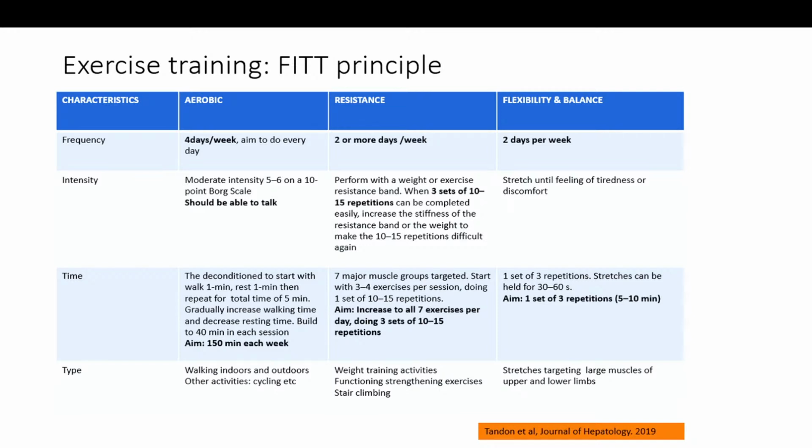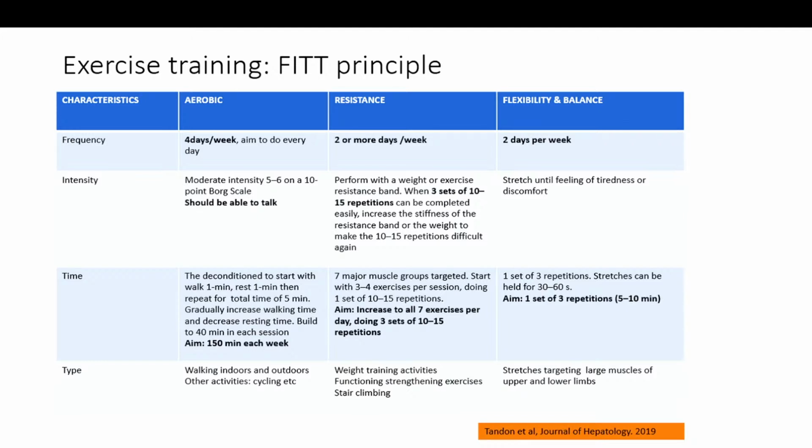For frequency, we have to start with low frequency. For aerobic exercises, we could start with 2 to 3 days per week, and gradually the aim is to increase to 4 days per week and to the maximum we can go depending on the individual patient. Coming to resistance exercises, we have to start with 2 or more days per week. And similarly for flexibility and balance exercises, we can start with a 2 day regimen per week.